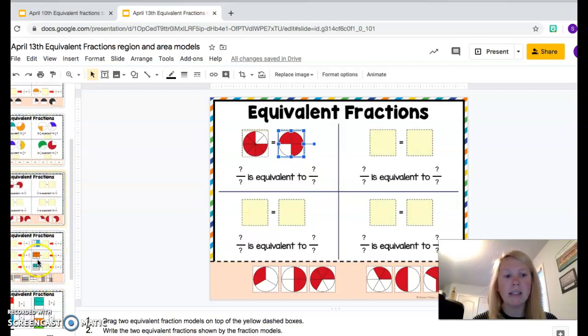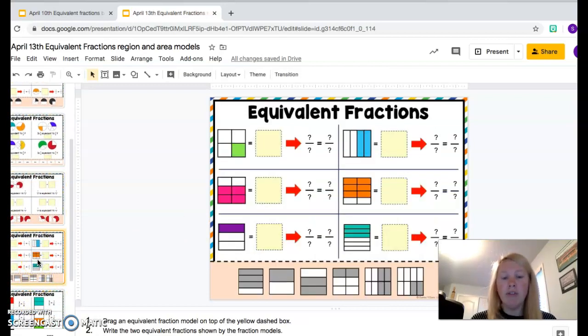For the next slide, you are going to drag another equivalent fraction. So you're going to look at your original right here, and then you're going to drag what other piece is the same. Okay, so it's going to be a little bit more tricky. If you want, you can use those digital fraction bars to help you on this one.